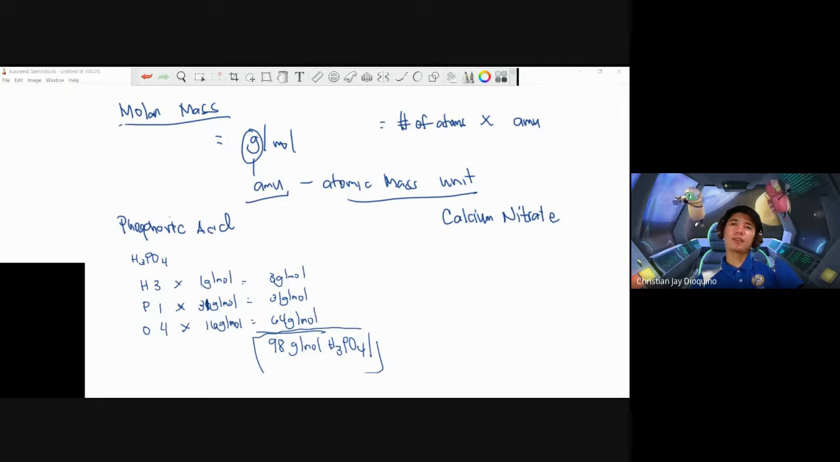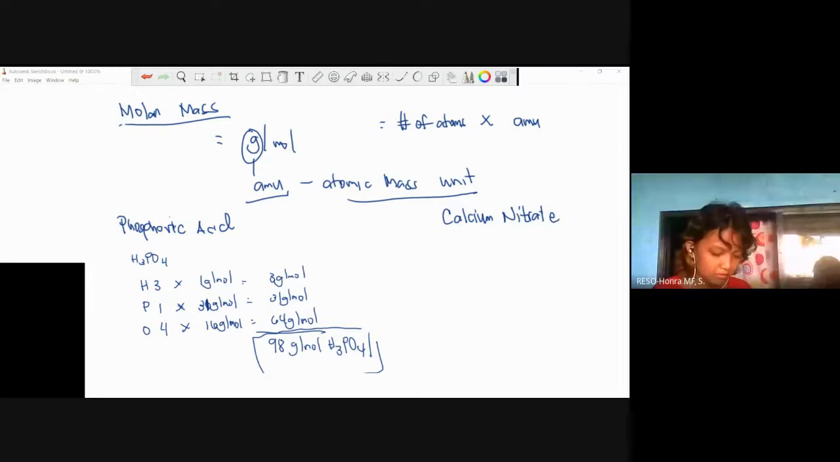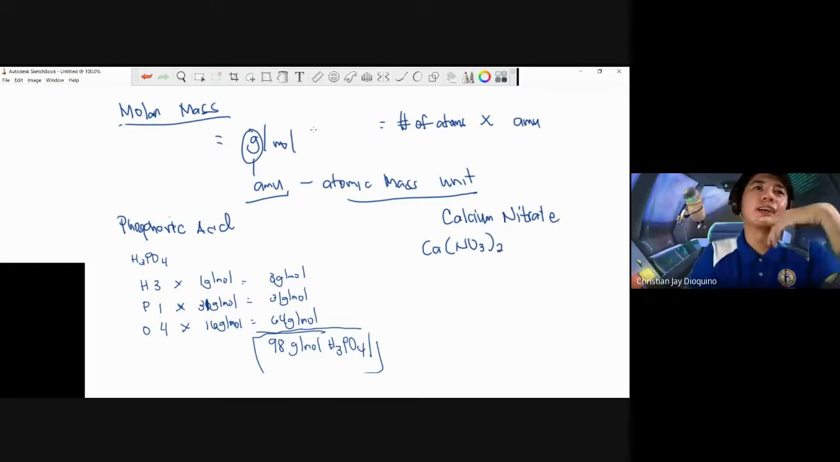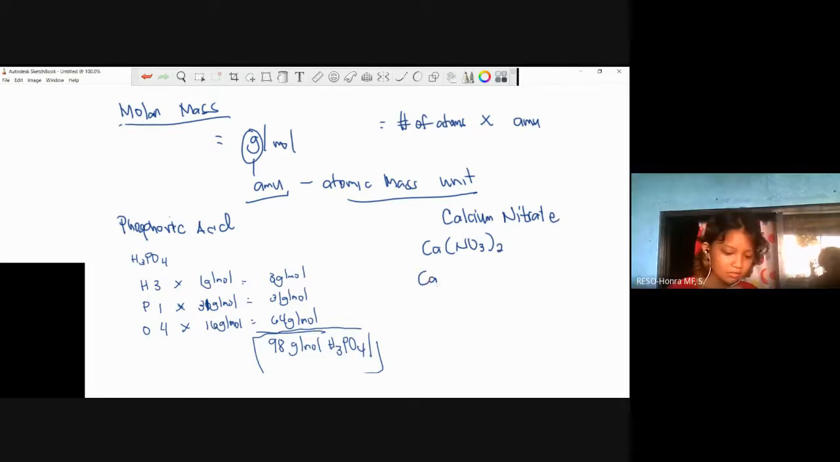How about Faith? Faith, chemical formula ng calcium nitrate? CaNO3 times 2. Ca(NO3)2. Ganun? Opo. Okay. Sige, tuloy. Ca equals to 1 times 40. Is equals to 40.